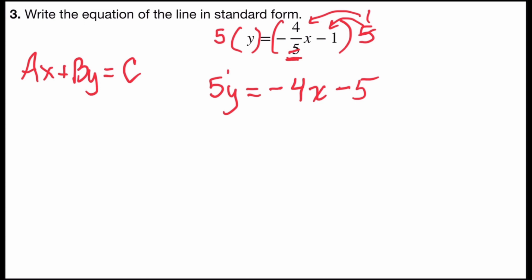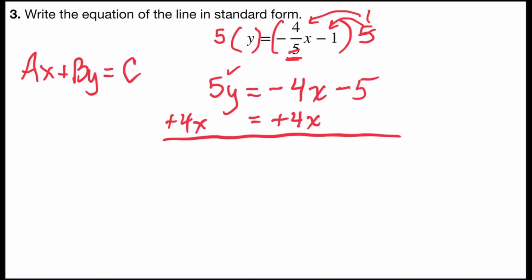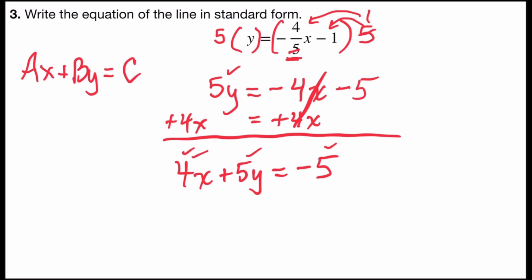The y term is already on the left side where it belongs. However, the x term is on the right side, and so I'm going to add 4x to both sides in order to eliminate the x term on the right side. So on the left side I would have 4x plus 5y. On the right side, negative 4x plus 4x is 0, and 0 plus negative 5 is negative 5. Now I have integers for all of my coefficients and my constant, and my a term is positive, and so in standard form the equation would say 4x plus 5y equals negative 5.